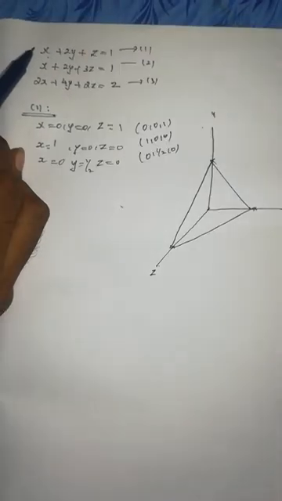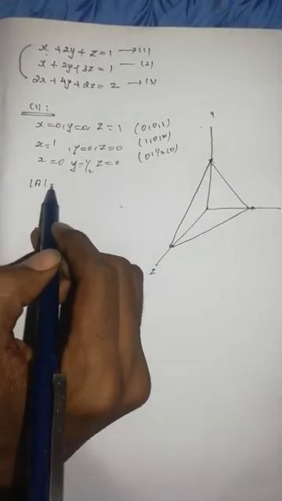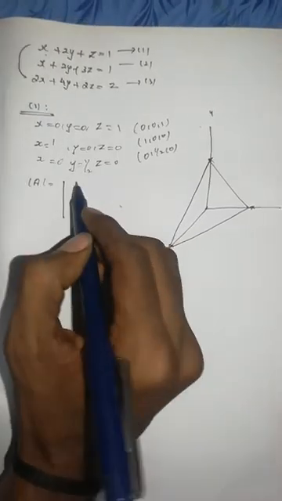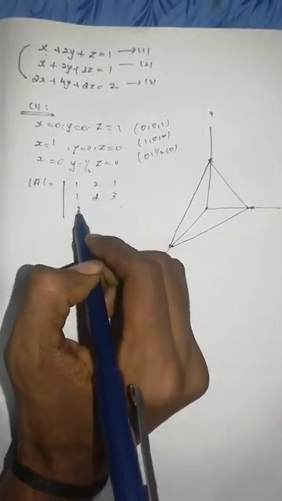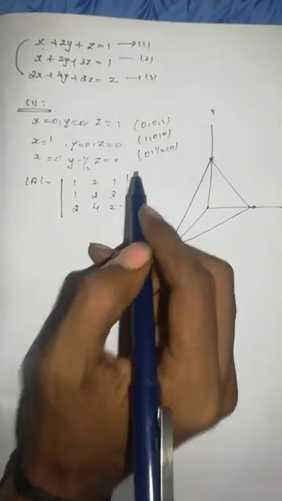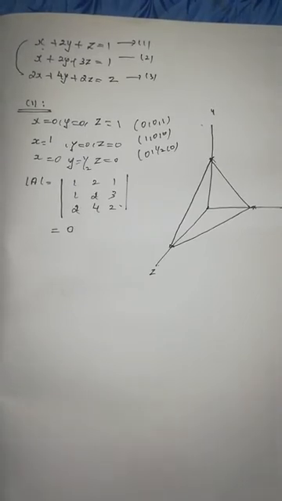So we see that this is a multiple of 2. So by calculating the determinant for 1, 2, 1, 1, 2, 3 and 2, 4, 2, we will get 0. So from the determinant being equal to 0, we conclude that the vectors are linearly dependent. So we see that these vectors are linearly dependent. So that's why we get a determinant value as 0.